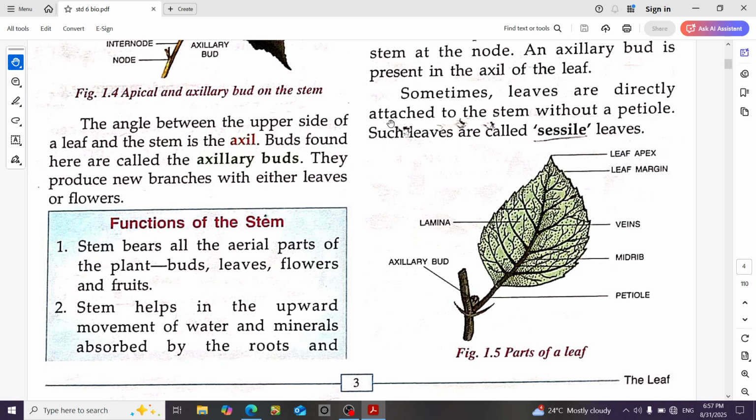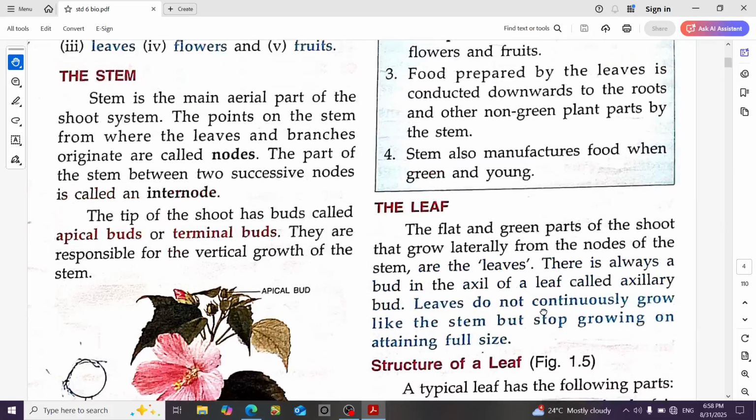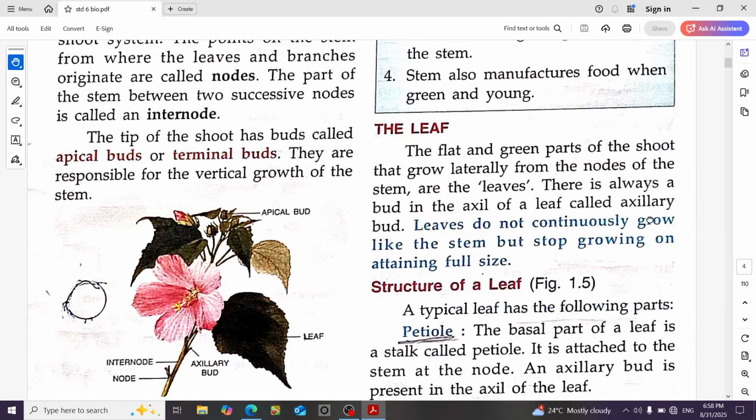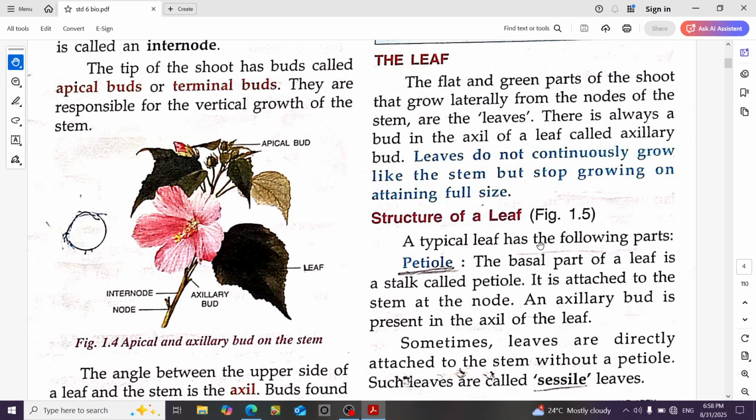Now, what are the functions of the stem? First thing, they bear the aerial part. Aerial part means the parts which are outside, in the air, above the soil: the buds, leaves, flowers, and fruits. Stem helps in the upward movement of water and minerals. So they conduct water and food. So water from down to up and food from top to bottom. Now let's move on. Transport them up to the leaves and flowers. Food prepared by leaves is conducted downwards. Stem also manufactures some food because it is green and young. Now let's go to the leaf. The flat and green part of the shoot is called the leaf.